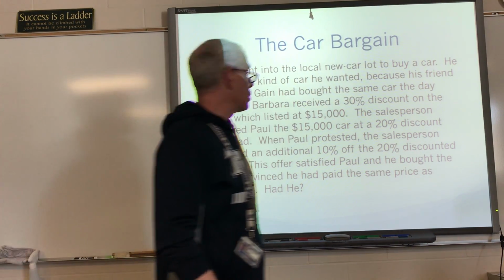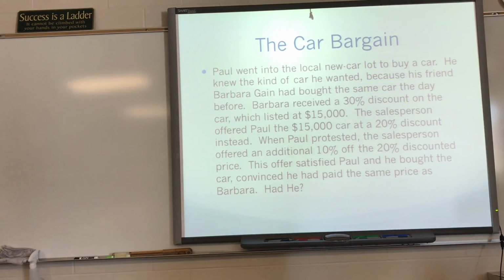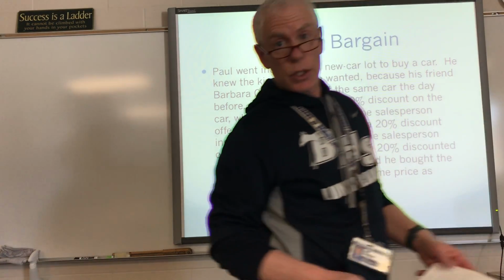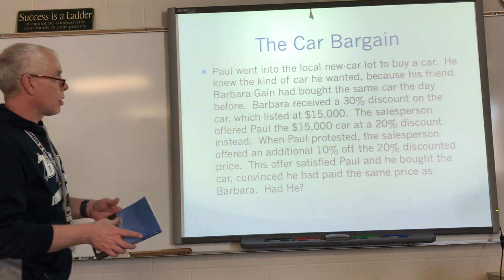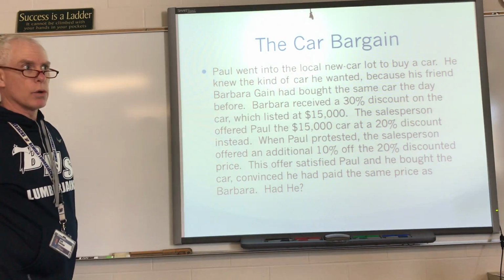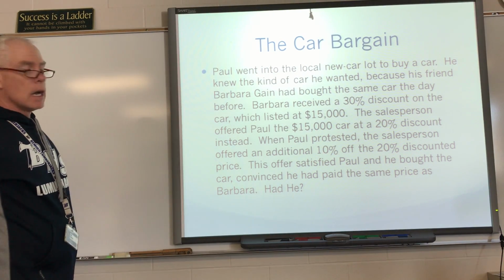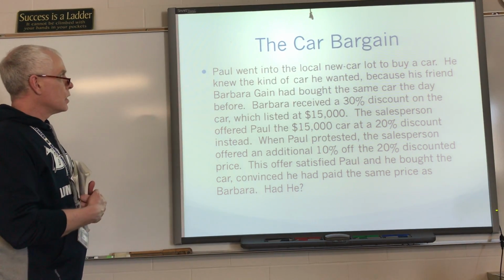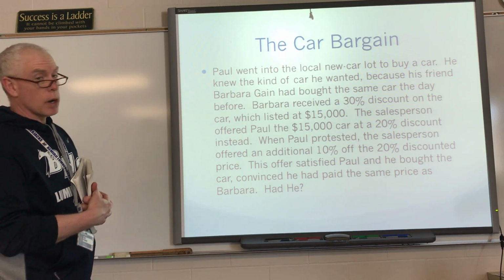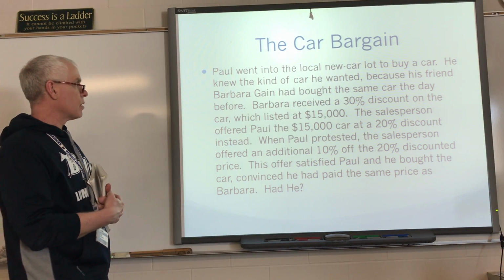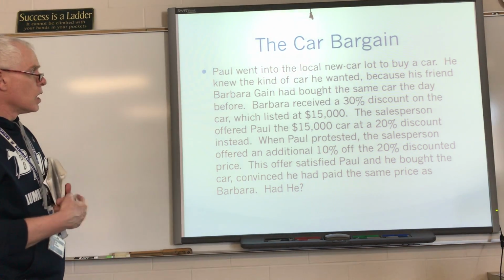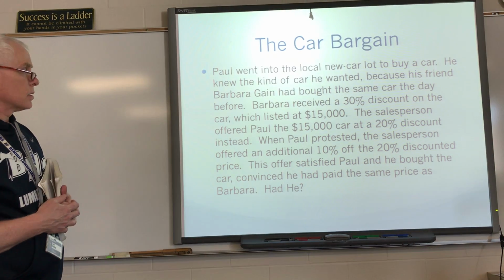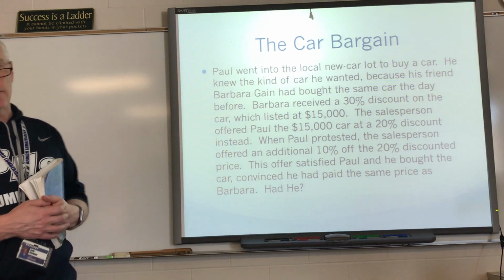Okay, if you turn in your book to page 182, you will see this car bargain problem, and we will go through this together. So, Paul went into the local new car lot to buy a car. He knew the kind of car he wanted because his friend Barbara Gain had bought the same car the day before. Barbara received a 30% discount on the car, which was listed at $15,000.